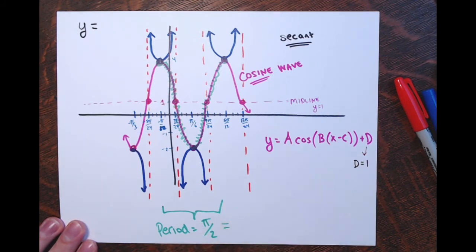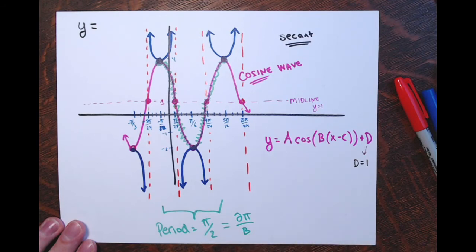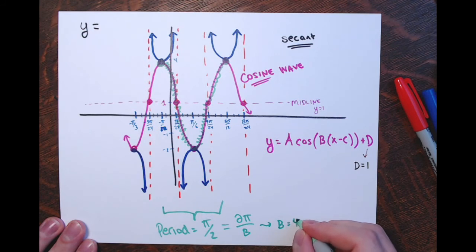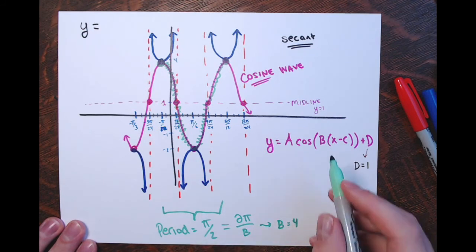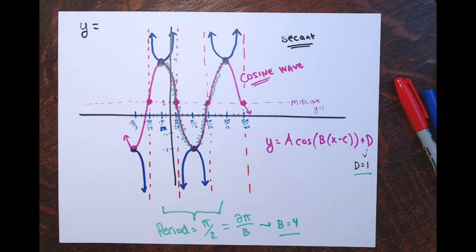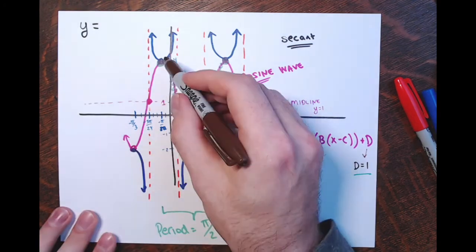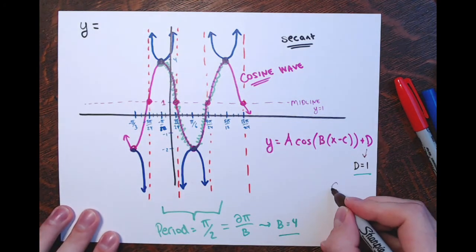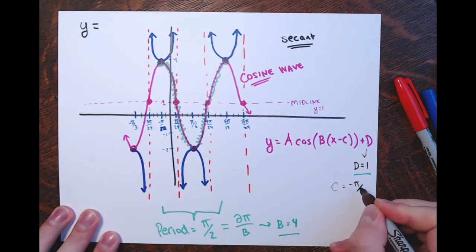Now remember how a period was found for these transform functions. If it was sine or cosine or secant or cosecant, it's 2 pi divided by some positive number b. So in this case, b would have to be 4, right? 2 pi divided by 4 would be pi over 2. So b is 4, d is 1, the midline. C is where the cycle starts from, negative pi over 12. So C equals negative pi over 12.